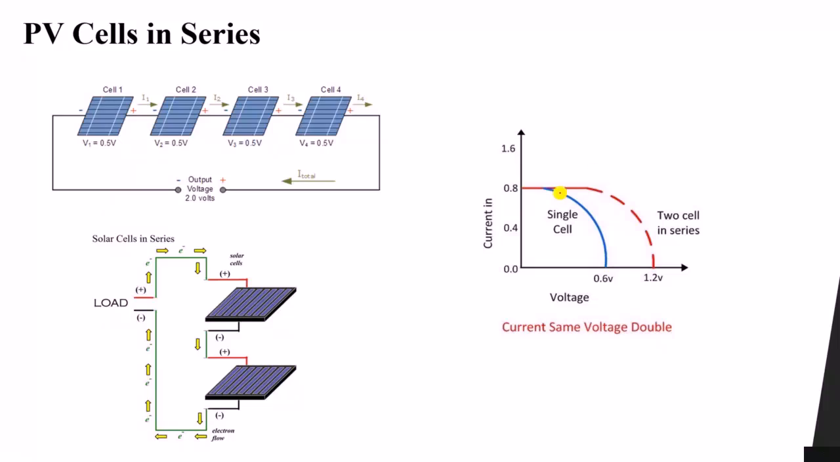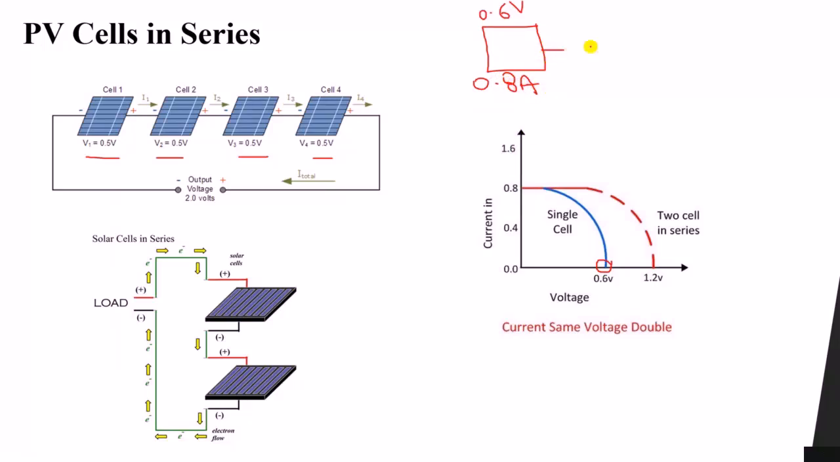Now let's see what will happen if we connect PV panels or PV cells. It is the same idea, in series and in parallel. You can see we have 0.5, 0.5, 0.5, 0.5 volt. When we connect them in series, they have the same current, but the total voltage will increase, the summation of the voltages. So as you can see here, this is one cell. This one cell has a maximum voltage of 0.6 volt and a maximum current of, let's say, 0.8 ampere.